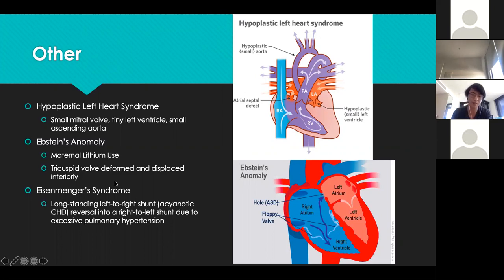Finally, we've got Eisenmenger syndrome, and basically this is actually something that happens with your acyanotic heart disease. But when your acyanotic heart disease gets really severe, with the left to right shunt you're causing all of this pulmonary hypertension, increasing the pressure on your right side, and eventually that'll actually get higher than your left-sided pressures. So what's originally a left to right shunt will now become a right to left shunt, and then the baby is going to become cyanotic.